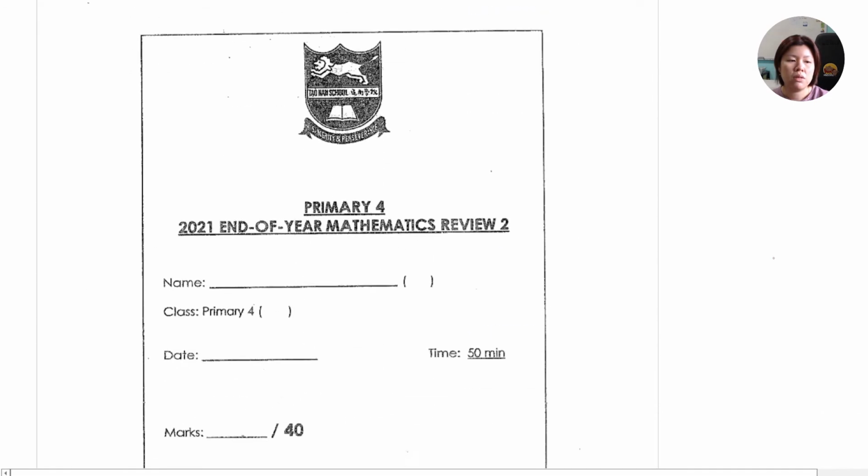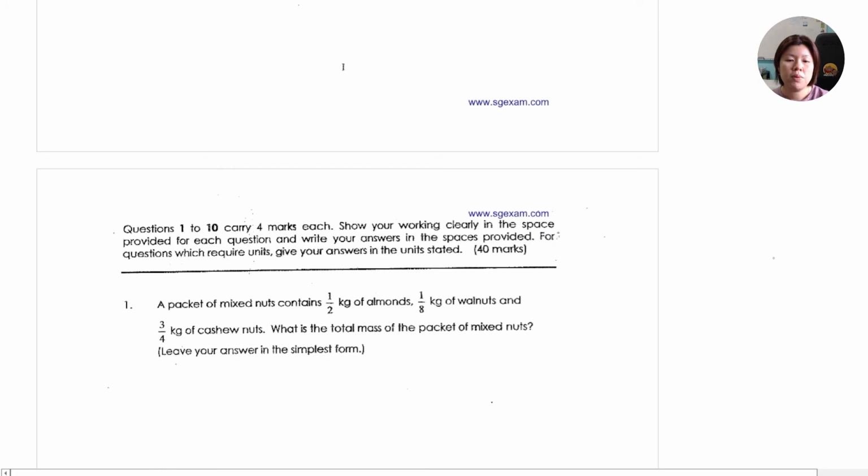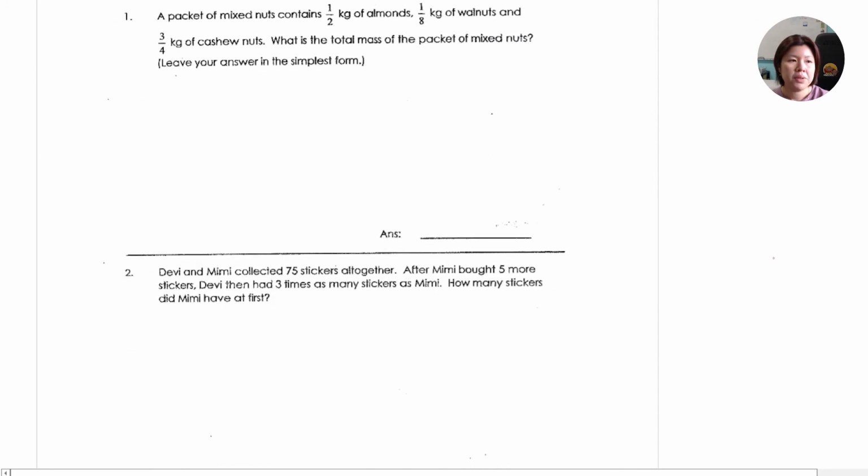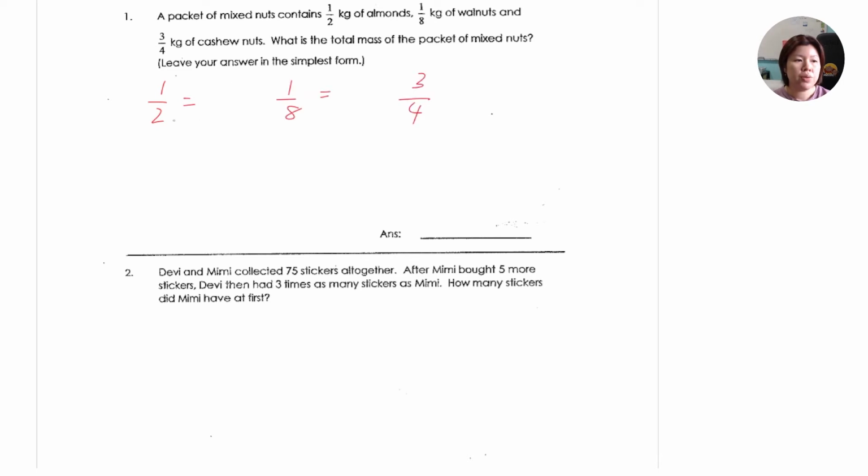Okay, let's move on to our problem sums. Okay, here a packet of mixed nuts contains half kg of almond, 1/8 kg of walnuts, and 3/4 kg of cashew nuts. So what is the total mass? So since it's fraction, let's change everything to same denominator. So it's times 4. It's the same. So let's add them together.